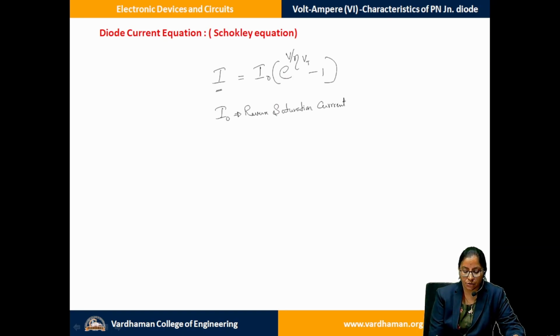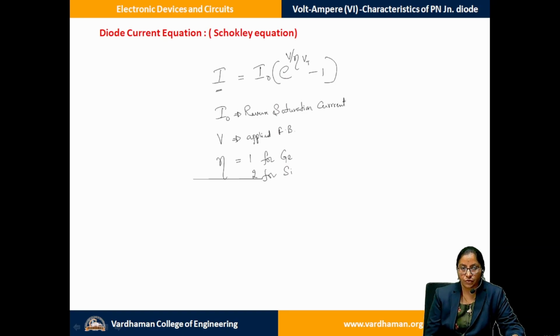Alright, reverse saturation current, what it is I'll let you know. And V is nothing but the applied forward bias, as we are trying to define it for the forward bias condition, the maximum current constituted. If it is reverse bias, we are going to again represent V as a reverse voltage. And eta is a constant, which is taken to be 1 for germanium and 2 for silicon.